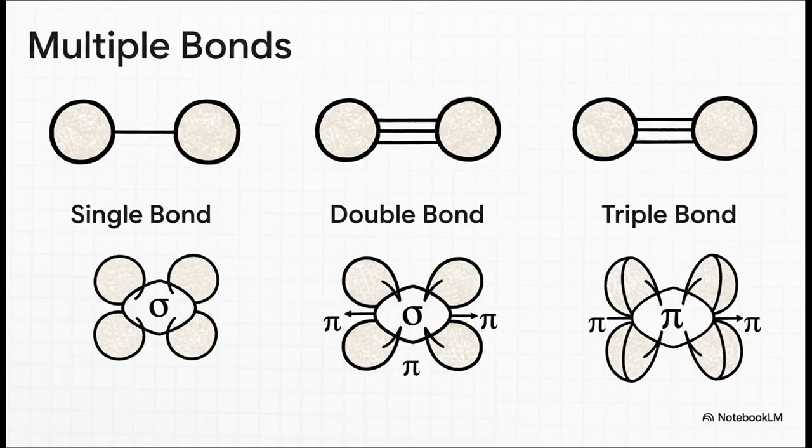And the rule here is simple, and it never, ever changes. Every single bond is 1 sigma bond. A double bond is always 1 sigma and 1 pi bond. And a triple bond? You guessed it, 1 sigma and 2 pi bonds. The sigma bond is always that strong central connection holding the atoms together.